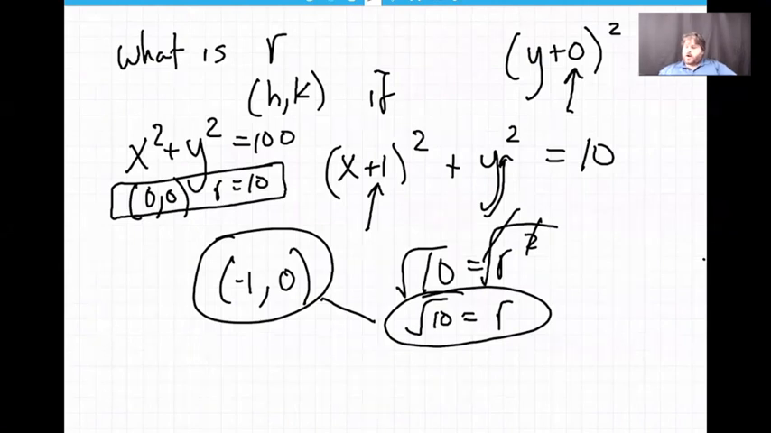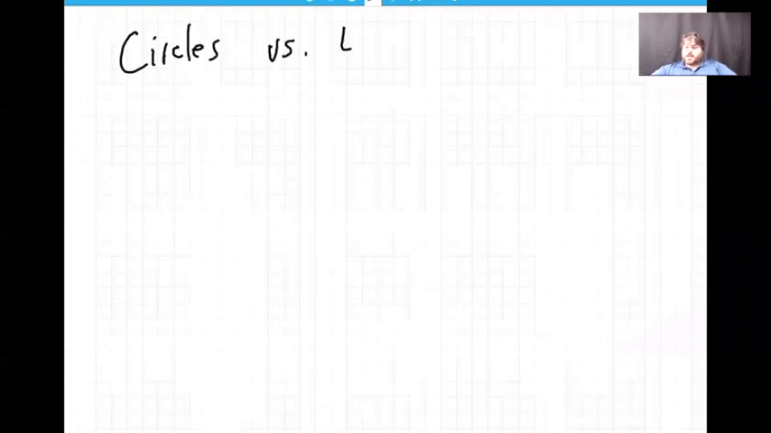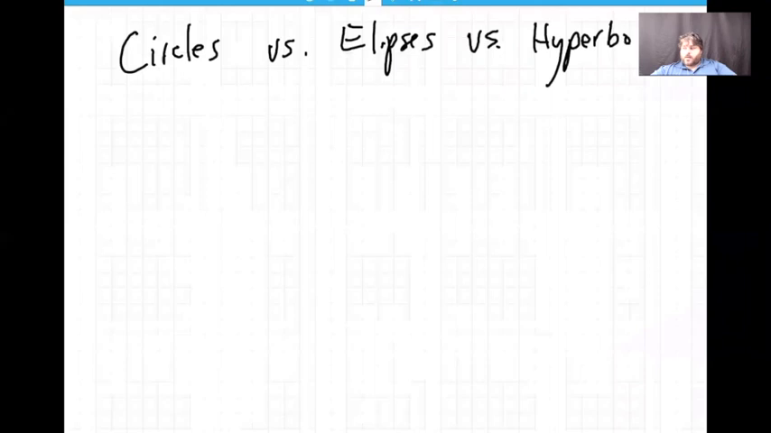Okay? All right, finally I want to do a little flow chart here of what circles will look like versus ellipses versus hyperbolas. Okay, you're not going to be asked a lot about these, but you could be given a few questions about these. So first of all, let's look at circles. Okay, so circles look like this. x² + y² = 4. Okay, an ellipse would look something more like this.